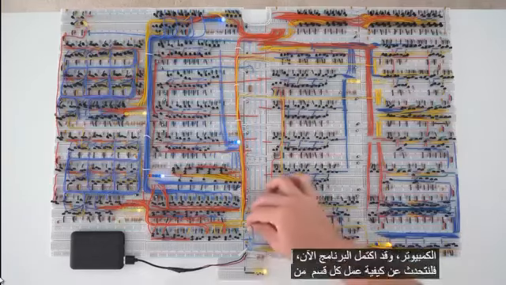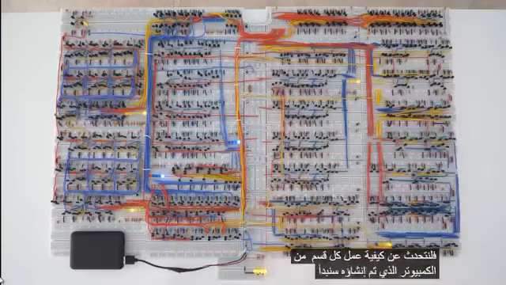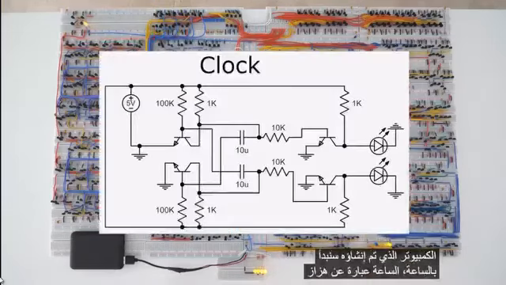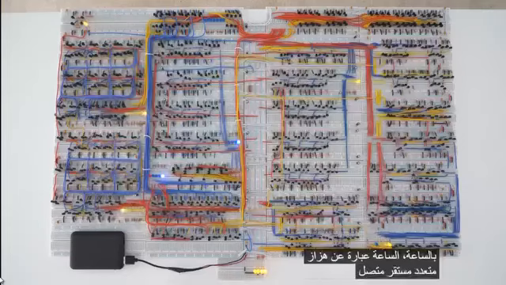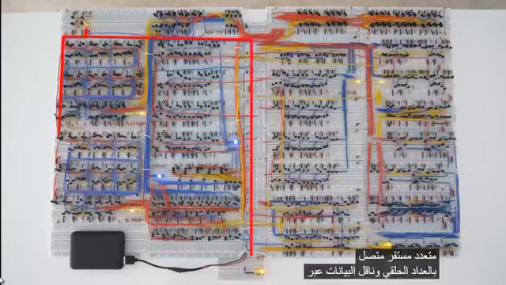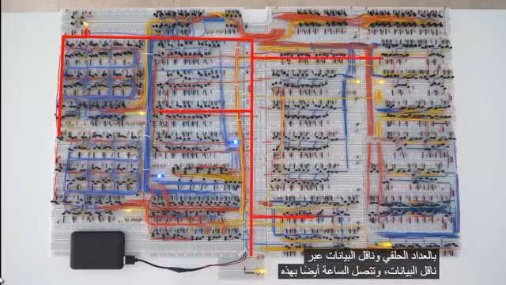Now let's talk about how each section of the computer is built. We will start with the clock. The clock is an astable multivibrator which is connected to the ring counter and data bus. Via the data bus, the clock also connects to these other circuits.